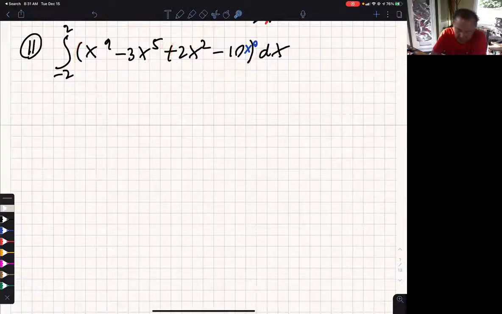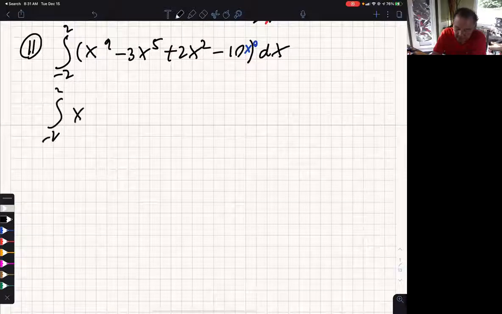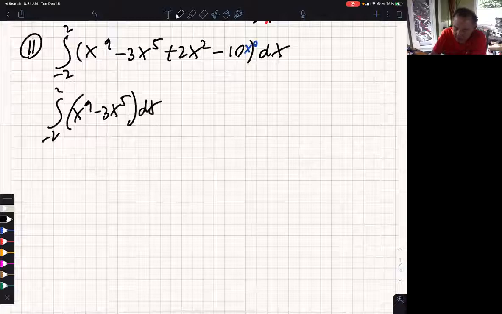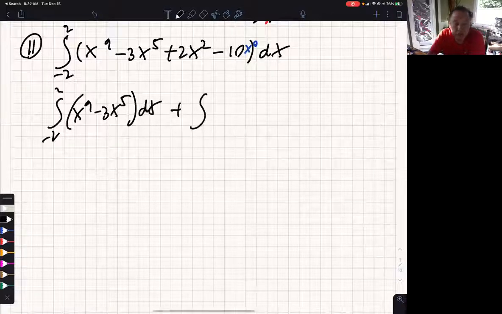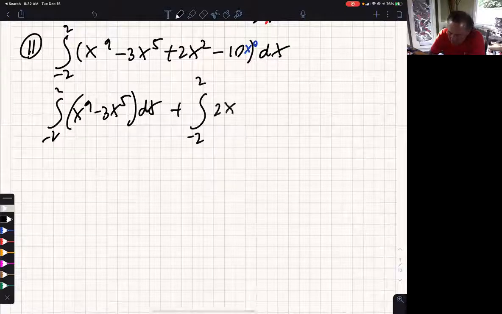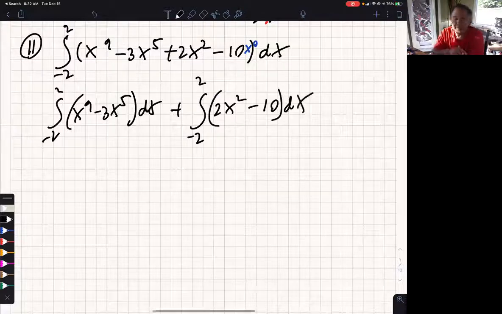So we're going to split it up into two separate functions, because we are allowed to do that according to the rules of integrals, or the properties. And then we're going to start using some shortcuts.